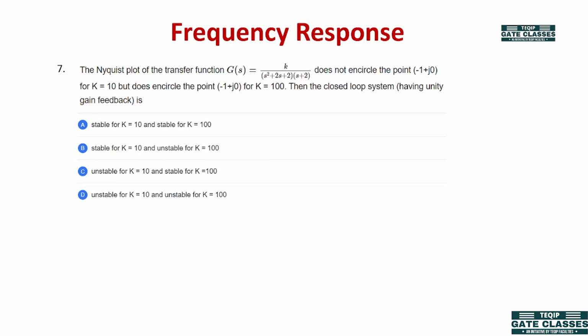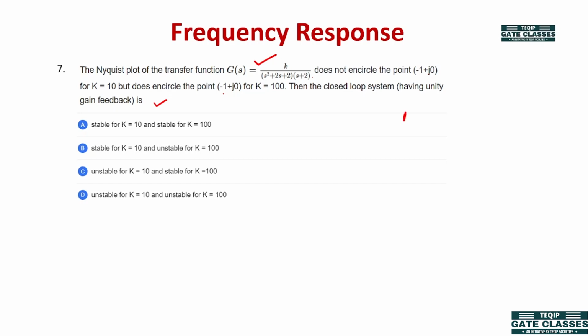Here we have an open loop transfer function, that is G(s) is equal to K upon (s square plus 2s plus 2) into (s plus 2), which does not encircle the minus 1 plus j0 for K is equal to 10, but does encircle the minus 1 plus j0 for K is equal to 100. Then the closed loop system having unity feedback is, so we have to tell whether the system is stable. These are the four options: stable for K is equal to 10 and stable for both the values, stable for K is equal to 10 and unstable for K is equal to 100, or unstable for both the values, or unstable for K is equal to 10 and stable for K is equal to 100.